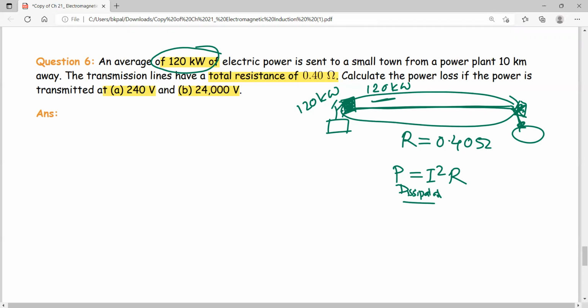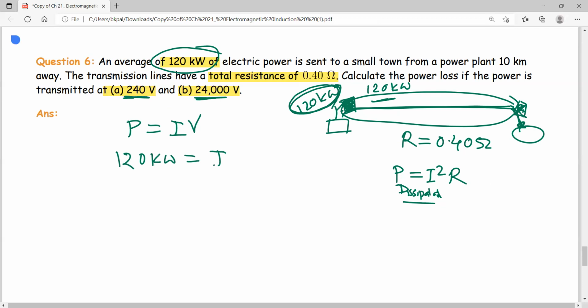Here we are talking about the transformer power. Because the transformer power is 120 kilowatt in the primary coil and 120 kilowatt in the secondary coil, from this information and this given voltage, we can calculate the current, because P equals IV. If we know the power and the voltage, we can calculate I, right?